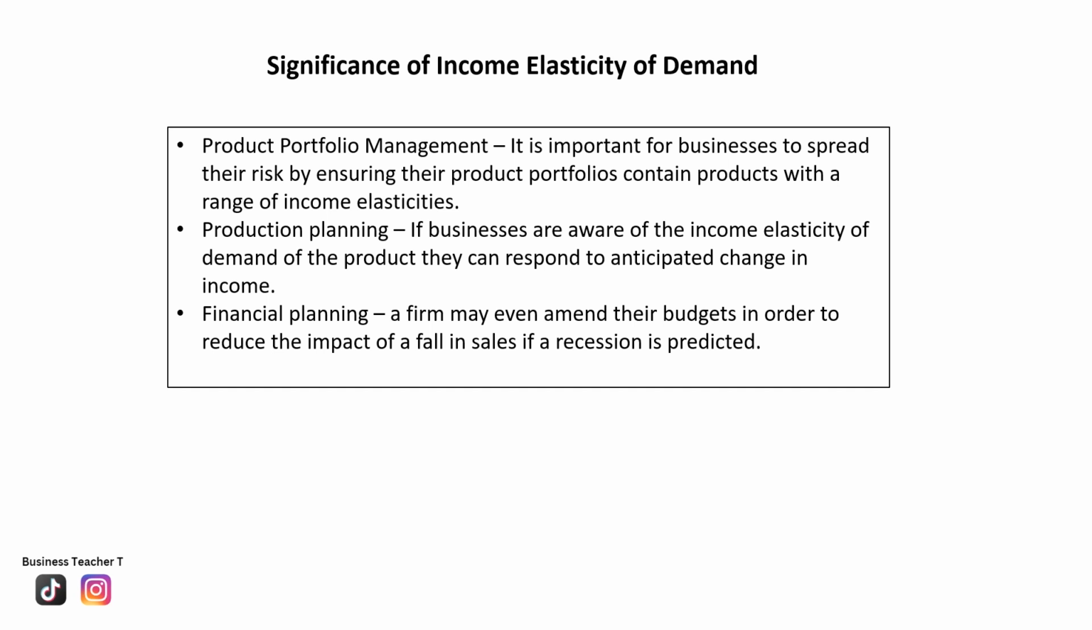Production planning. If businesses are aware of the income elasticity of demand of the product, they can respond to an anticipated change in income. This could be an increase in the national minimum wage. It could be that there's a boom in the economy. It allows a business to forecast sales, making sure there is significant output. It helps them plan ahead.